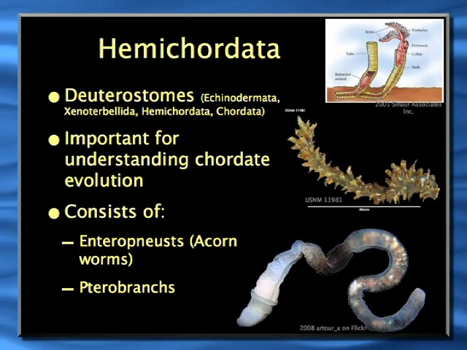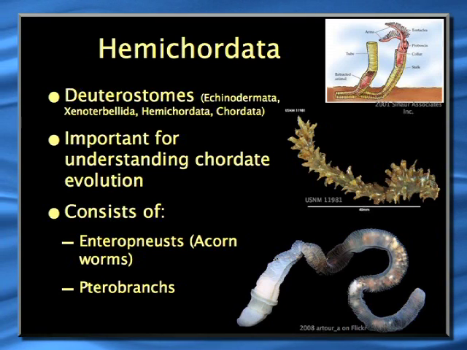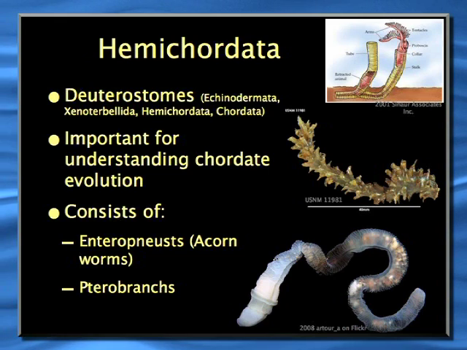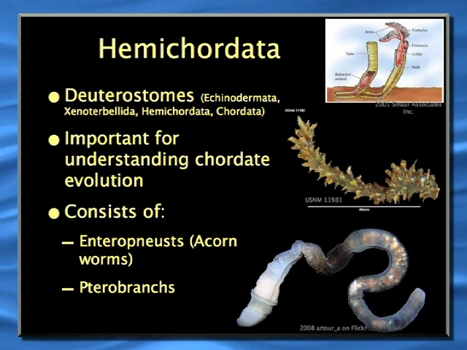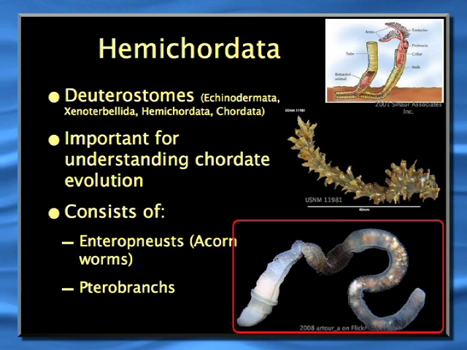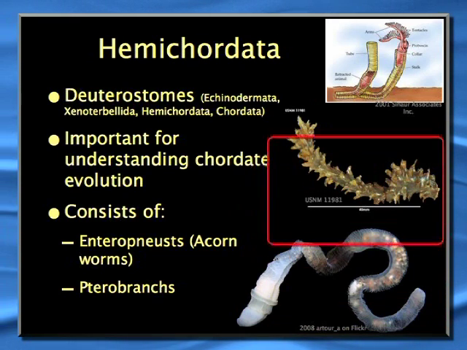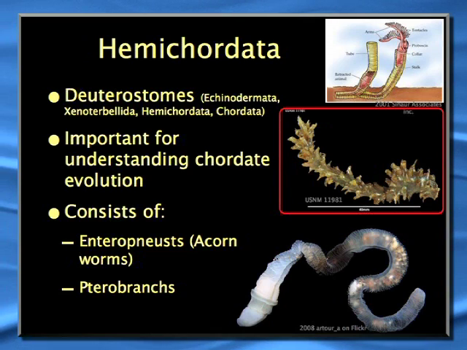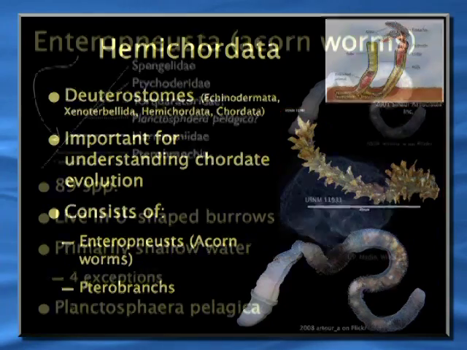And hemichordates are thought to be really important. There's a lot of research that goes on about them because they are basal to chordates. And so understanding how the chordates arose, you have to understand where they came from. And so a lot of people work on hemichordates because they're interested in that. The hemichordates consist of 2 groups, the Enteropneusta, the acorn worms, which you see a typical shallow water representative of here, and the pterobranchs, which are little colonial branching critters that there's only a few species of known.